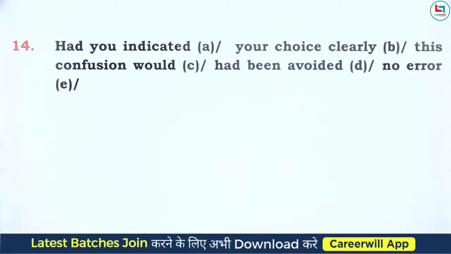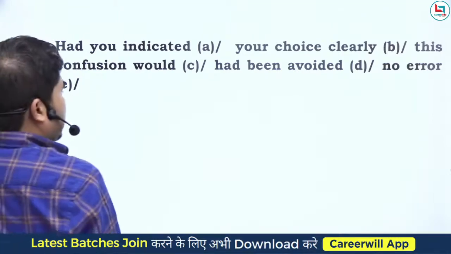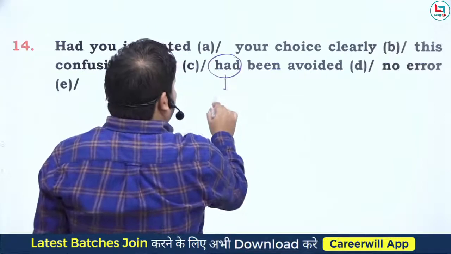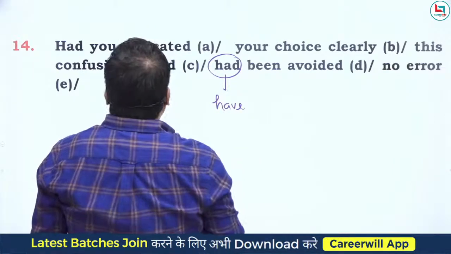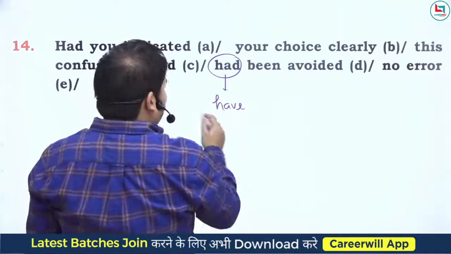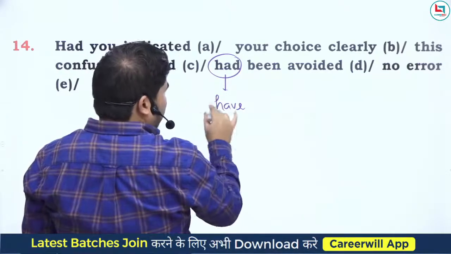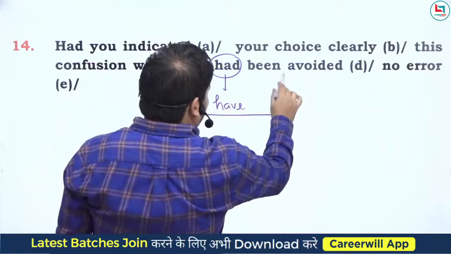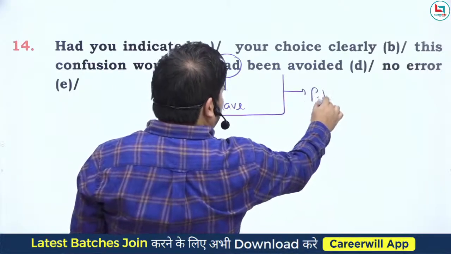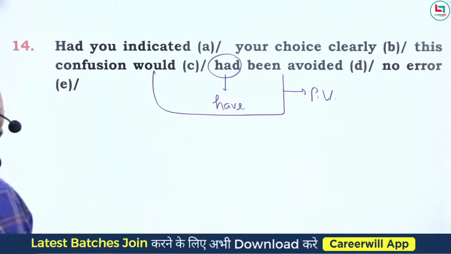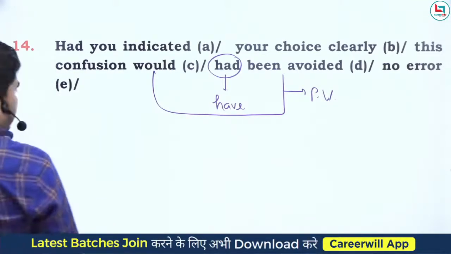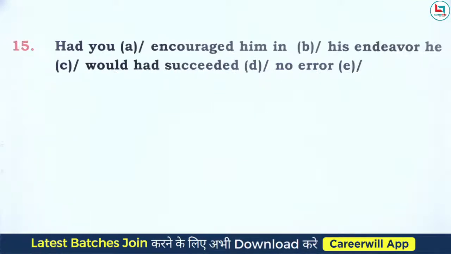Had you indicated your choice clearly, this confusion would have been avoided. So what is the problem? After would, you will not use had. It should be have. So confusion would have been avoided. Now, what do you see? In the main clause, and the main clause is written in passive voice. Had you indicated your choice clearly, this confusion would have been avoided. इसे avoid किया जा सकता था.